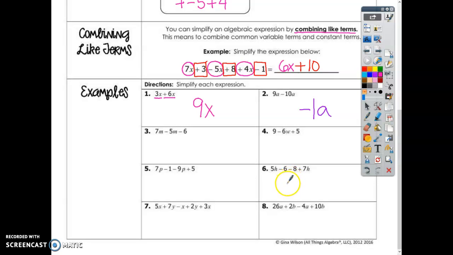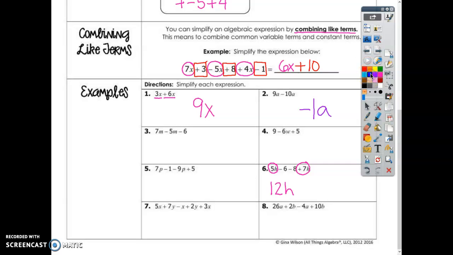Which ones look alike on number 6? The 5h and the plus 7h. Okay? Because that tells you what to do. I don't want you to think that you're subtracting. You are adding. So what's 5 plus 7? 5 plus 7 is 12, so 12h.